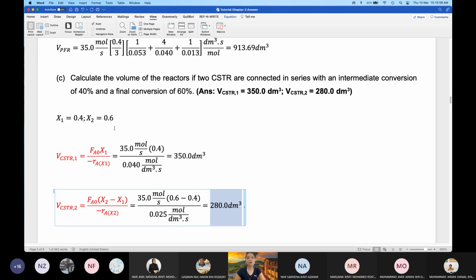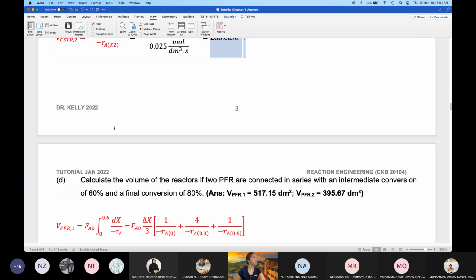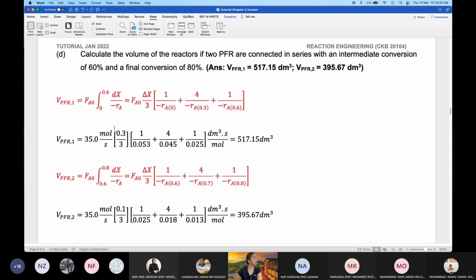Okay, so done with part C, we go to part D. Part D now is 2 PFRs connected in series with intermediate conversion 60%. So the final conversion is 80%. So now for question D, I have 2 PFRs, my X1 is 0.6, my X2 is 0.8. Okay, so we want to find the PFR volumes, X1 0.6, X2 0.8. Okay, so let's go one by one.